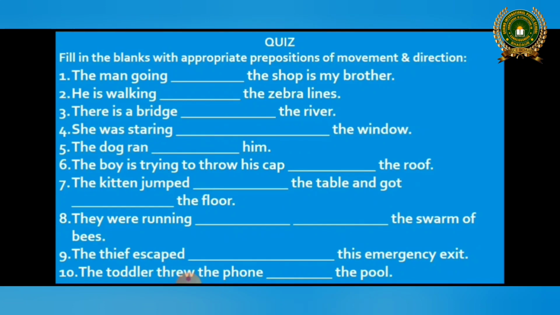So dear students, these fill-ups are the easy ones. After watching the video, you will definitely be able to solve all the answers.